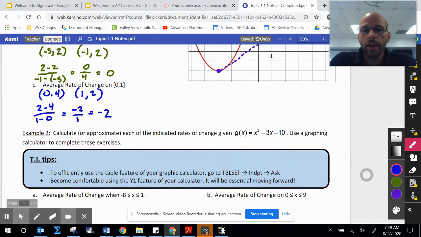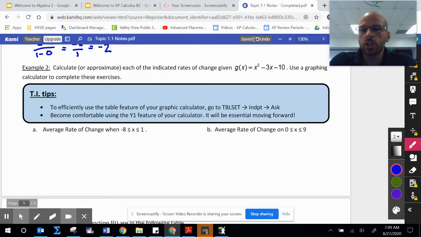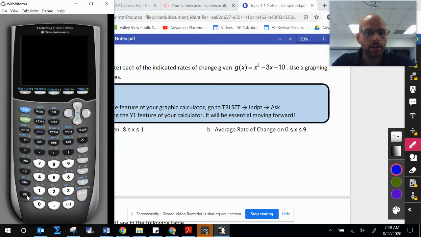For example 2, rather than giving you a graph, I just give you a function g of x. So we're going to do the same kind of idea. The only difference is I'm going to use my calculator, okay? And I want to show just some basic features of the calculator. I kind of put a little box here. So I'm going to pull up my TI-84.